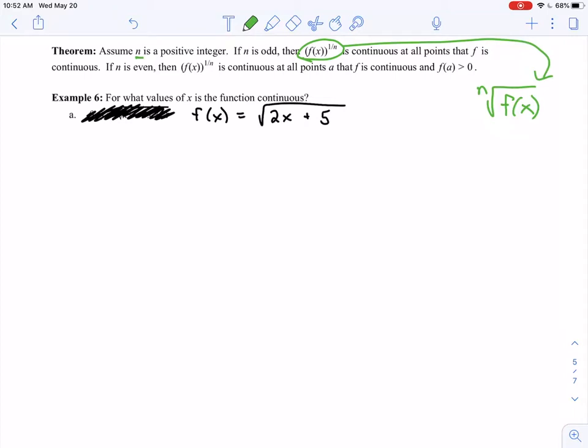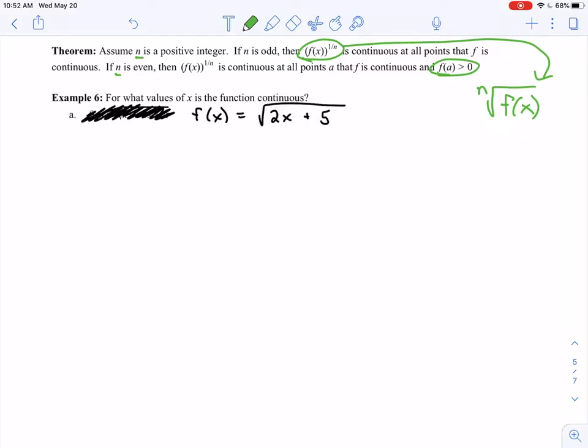You may see it given as a rational exponent. You may see it given as a radical. If n is even, then f of x to the 1 over nth power is continuous at all points that f is continuous and f of a is greater than 0. So here we're saying that we need f to be positive. We can't have, say, the square root of a negative number. Essentially, that's what we're worried about here.